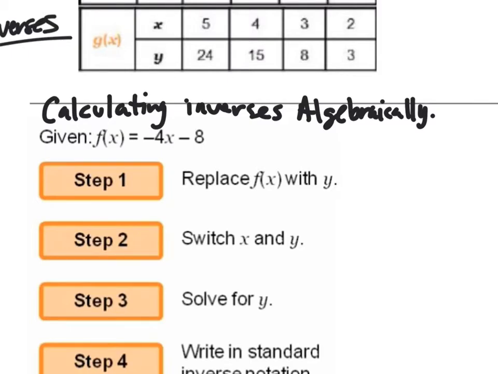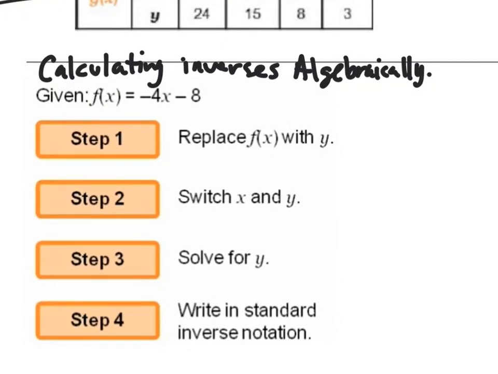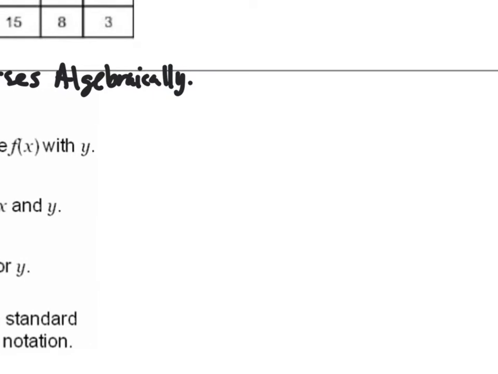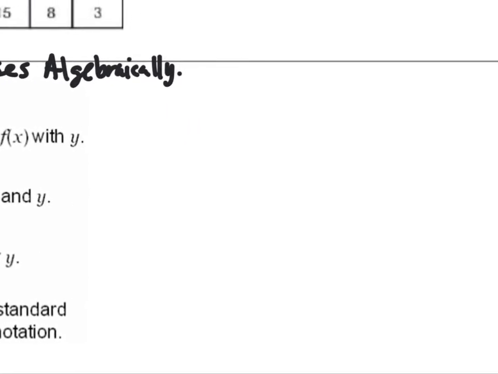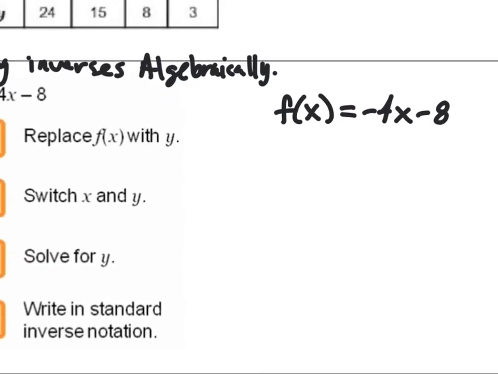You have this series of steps. Step 1, replace f of x with y. Step 2, switch x and y. Step 3, solve for y, and then step 4, write that in standard inverse notation. So I'm going to go through this. Before I do step 1, let me rewrite that function: f of x is equal to negative 4x minus 8. So the first step I want to do is replace f of x with y.